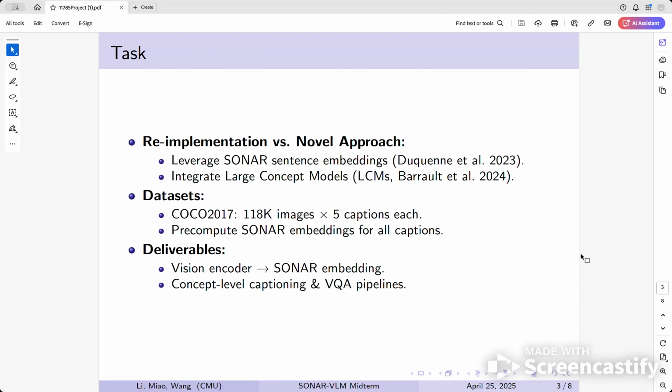Our project includes three main components: methodology, data, and deliverables. On the methodology side, we take a hybrid approach. We leverage SONAR sentence embeddings as our concept-level textual representations and integrate them with large concept models. For data, we use the COCO 2017 dataset, which includes 180K images with 5 captions each. To summarize the deliverables, we have a mapping from the vision encoder to SONAR embeddings and 4 pipelines for concept-level image captioning and VQA.